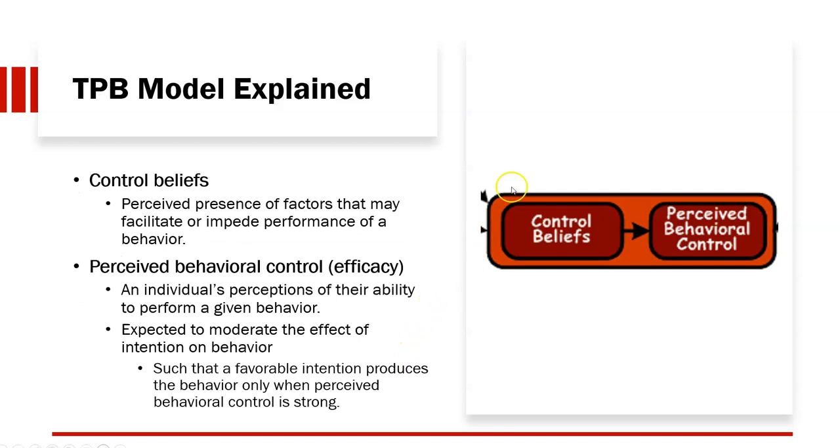The final kind of big area in terms of these concepts that influences intention is control beliefs. And I've already highlighted this a bit, but simply it is the perceived presence of factors that may facilitate or impede performance of a behavior. So maybe control beliefs related to exercise might be your ability to get to the gym or your ability to work out at home. So these perceptions of ability can really influence my intentions to adopt a certain behavior.